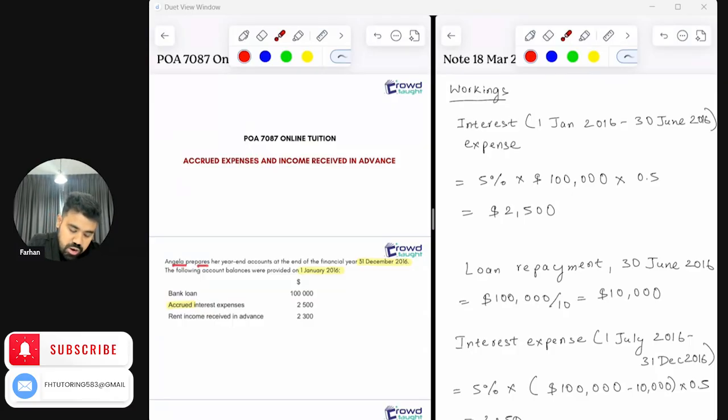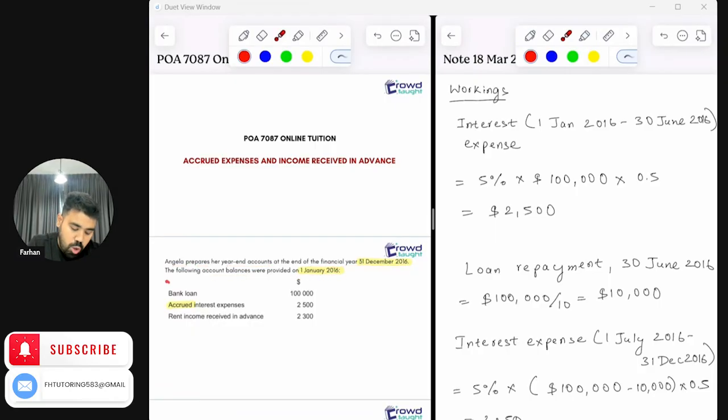Angela prepares her year-end accounts at the end of the financial year 31 December 2016. The following account balances were provided on 1 January 2016. So based on the first paragraph, we understand that we are working with a business which has a financial year starting on 1 Jan 2016 and ending on 31 December 2016.